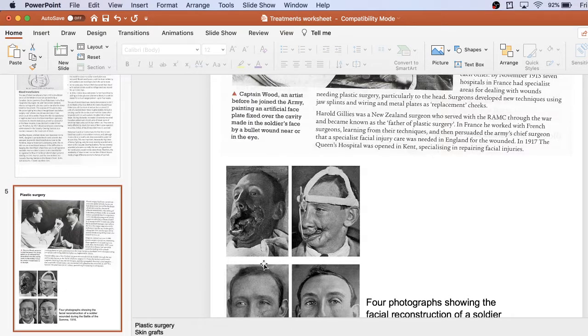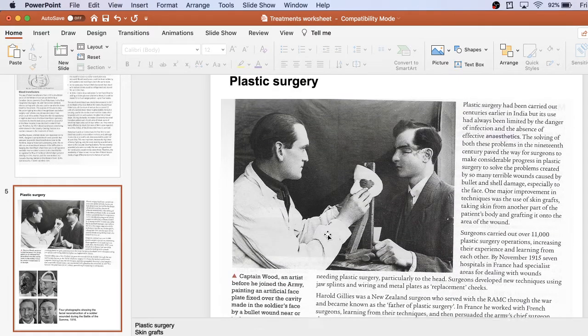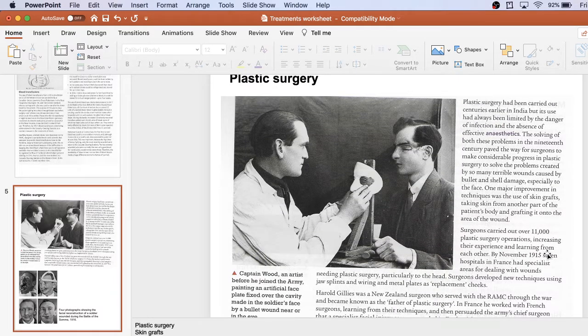We then have plastic surgery. Now, plastic surgery, at the time, we're not thinking in terms of cosmetics, sort of just desires. We're thinking of people really needing to reconstruct their faces. And we see the use of skin grafts, of using skin from different areas to reconstruct areas that you need, so most typically your face and the head. We see jaw splints and wiring, metal plates and replacement cheeks.